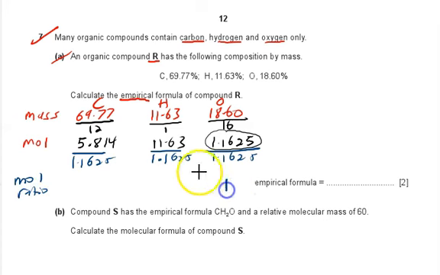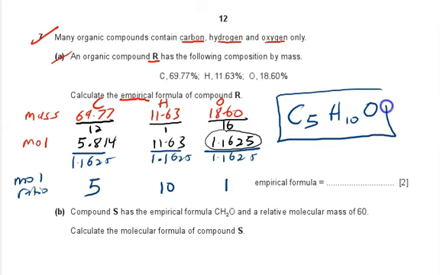So here we will be getting 1. And here we will be getting 10. And here we will be getting 5. So your answer here will be C5H10O, where oxygen is 1. So this is your empirical formula. Okay, now we move on with the next one.